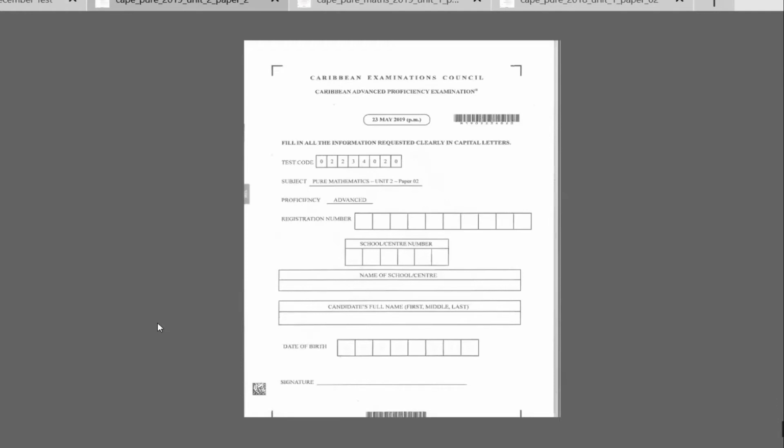2019 paper for CAPE Mathematics Unit 2. So let's get into it.